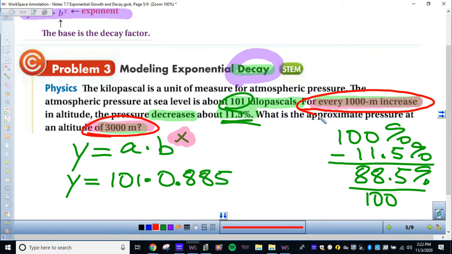So if you started at 1,000 and it changes by 11.5% every 1,000, and we're now at 3,000, how many thousands more did it go from 1,000 to 3,000? 1,000, 2,000, 3,000. So 2,000, right? But it's for every 1,000, so our exponent is only 2.